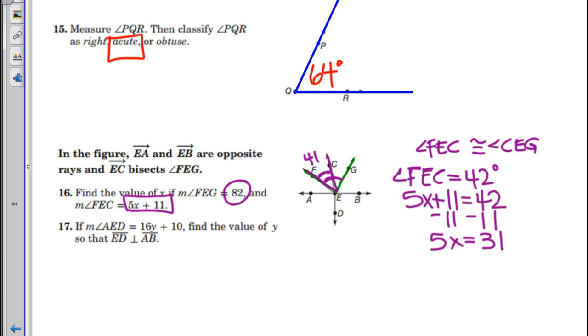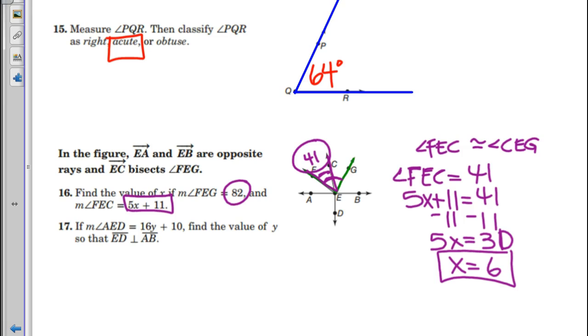Did I put 42? Oh man, I put 42. Let's fix that. You guys probably already caught this on the video, but I divided by 2 and I got 41 here, but I wrote down 42 over here. So let's correct that to 41. Thank you if you were already yelling at me on the video. All right, 41 minus 11 is 30. So x is 6. Awesome sauce.